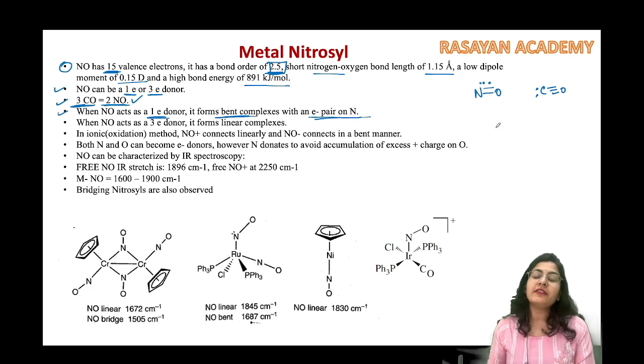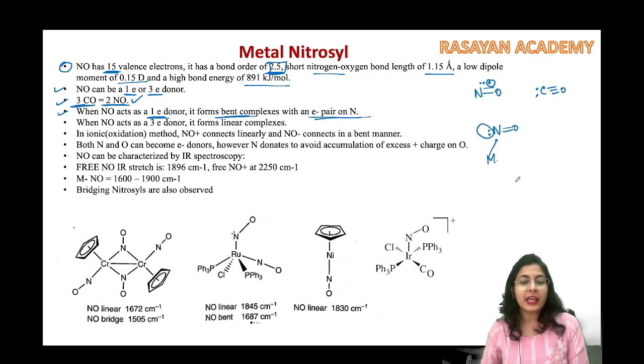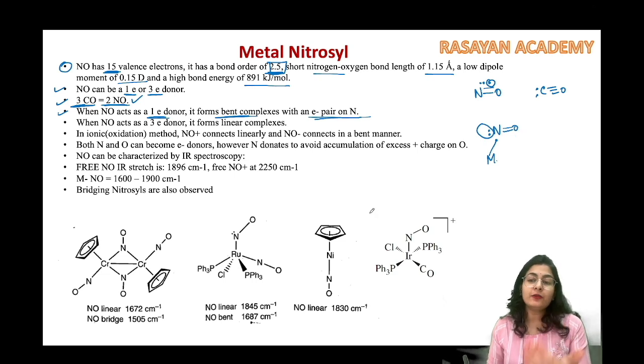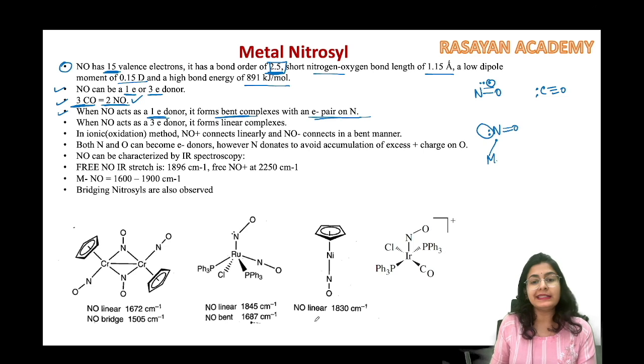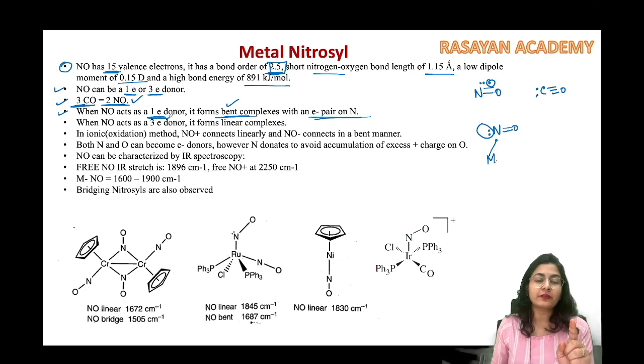So it can donate in 2 different ways. If it donates only 1 electron, then it is going to appear like this: that 1 electron is donated to the metal and it is going to be added in a bent manner because the lone pair is still existing on the nitrogen. Okay, but if it is giving the lone pair as well as that 1 electron, then it is going to appear like this, linear. Alright? So bent complex means there is an electron pair on nitrogen, it is going to be bent, it is only a 1 electron donor.